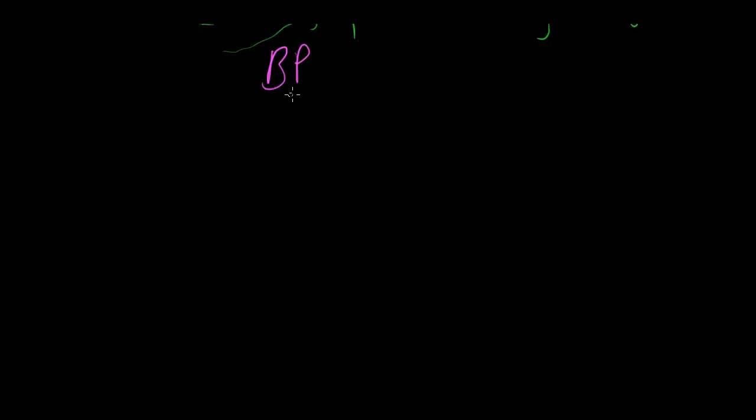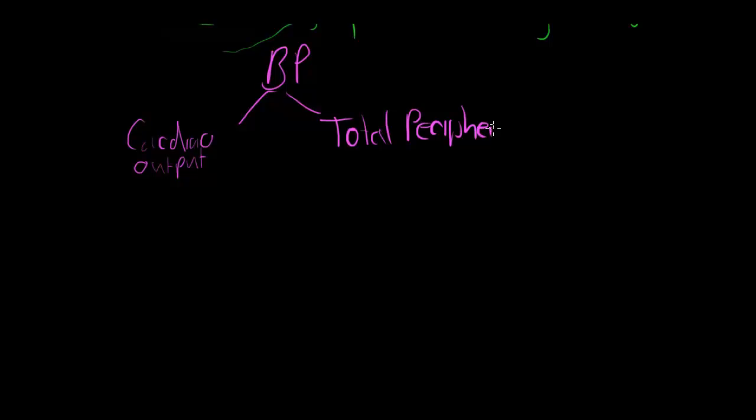So, BP for blood pressure is governed by cardiac output and total peripheral resistance. Okay.